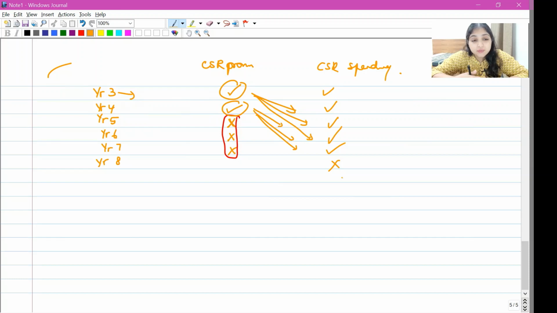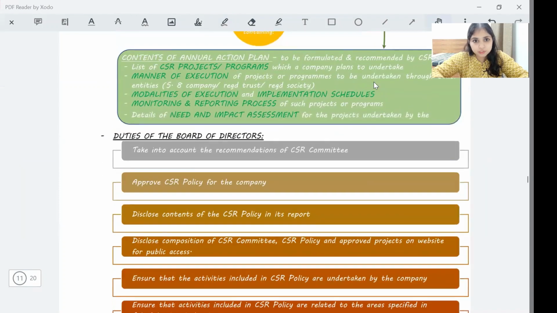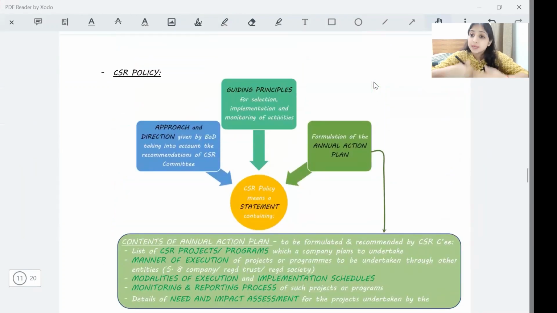Yes, so once CSR is applicable, once any one of the 3 criteria is fulfilled, you'll have to start applying CSR. Once you start applying CSR, for the next 3 years you'll have to apply CSR. But if 3 years continuously none of those 3 conditions are fulfilled, then thereafter you can stop applying CSR. Okay, so this is our discussion on this point. If a company ceases to be a company mentioned above for 3 consecutive years, then the CSR committee and CSR provisions are not required. Okay, now listen to my next discussion, CSR policy.